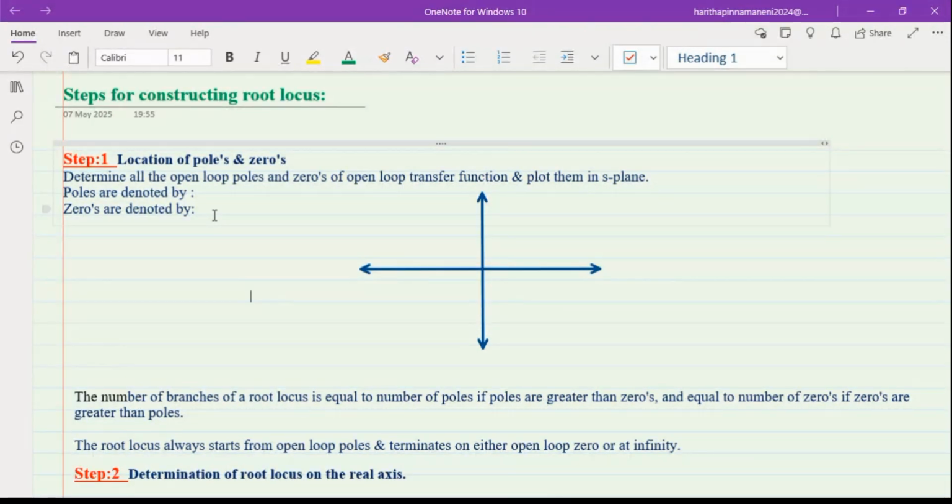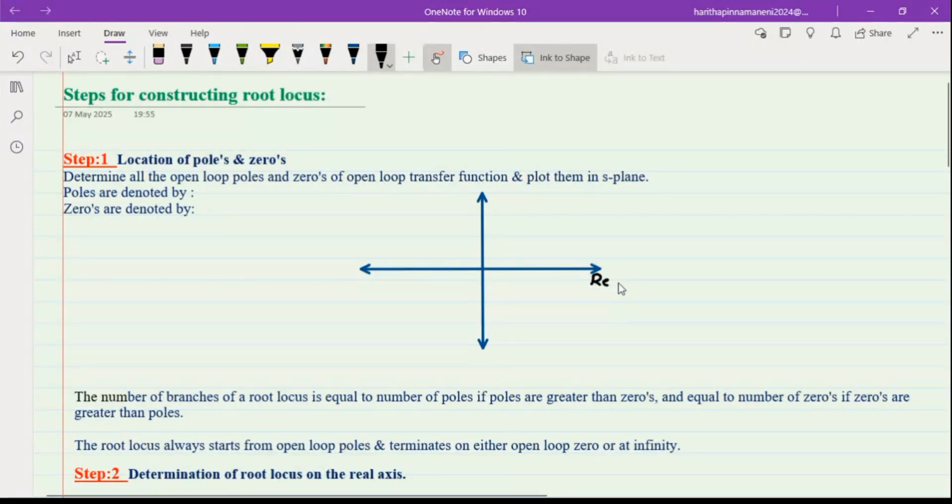S-plane is nothing but it consists of the real axis, the x-axis, with positive real axis and negative real axis. And this y-axis is the j omega axis. This is the imaginary axis, with positive imaginary and negative imaginary. So this is nothing but the S-plane. Now poles are denoted by cross and zeros are denoted by dot.